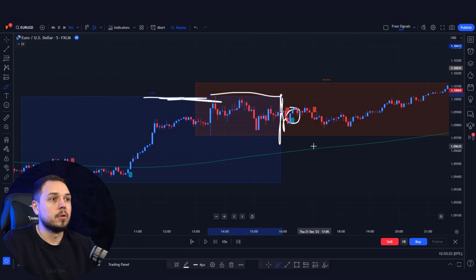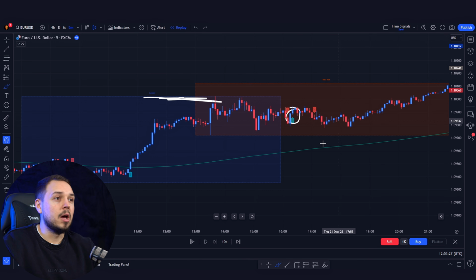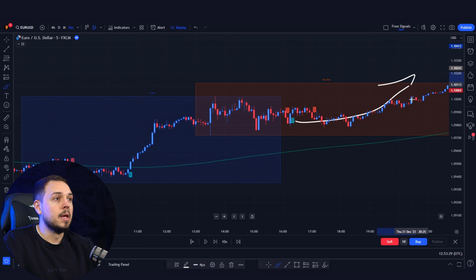The blue box is outside of the range. It's not a good trading position, and although in this case it would have been a profitable trade, that's not the way you trade this strategy.